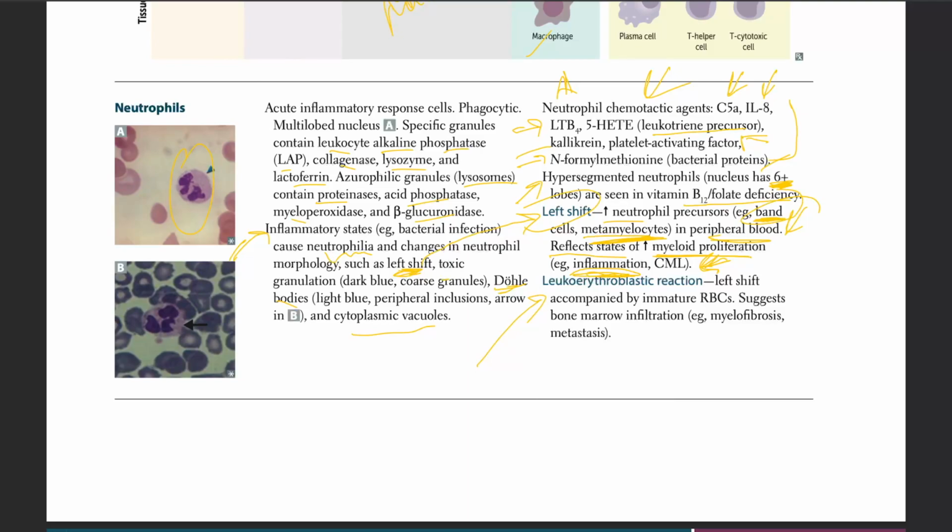Now let's talk about the leukoerythroblastic reaction. That's the left shift accompanied by immature RBCs. So leuko means white blood cells, erythro means RBCs. Blastic reaction, that means so much are being produced. So that means the neutrophils and RBCs are being produced so much that the immature cells are in the bloodstream. So just bone marrow infiltration, like in myelofibrosis, when you raid the house, this was the house for them. This was the house for neutrophil and the RBC.